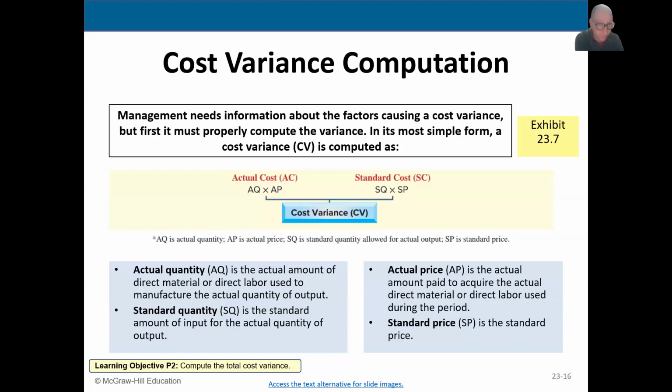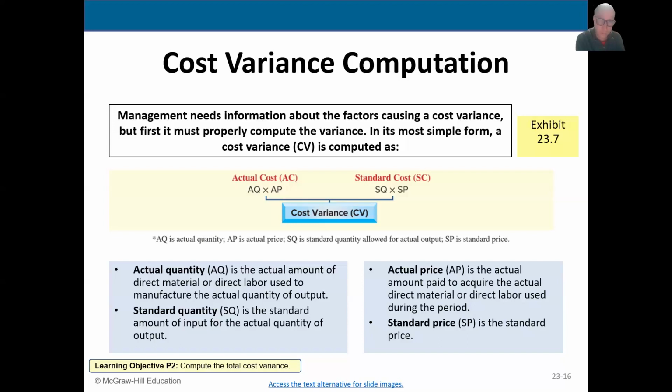Okay, so let me walk you through it. Here's the way we do it. First, we figure out the actual cost. The way we calculate the actual cost is we take the actual quantity, that's the actual amount that we purchased, times the actual price. Right? That makes sense. What I actually paid. Actual quantity times the actual price gives us the actual cost. Okay, so far so good.